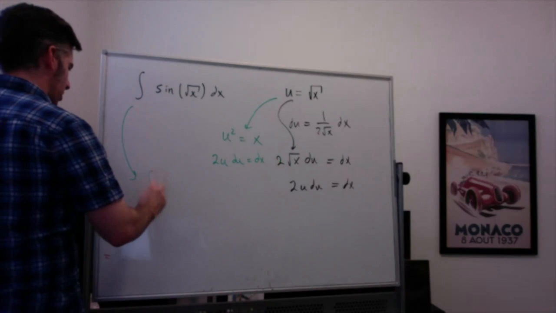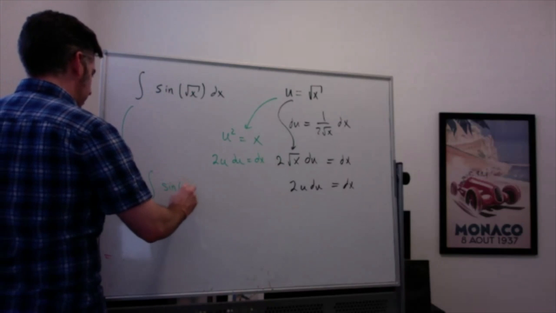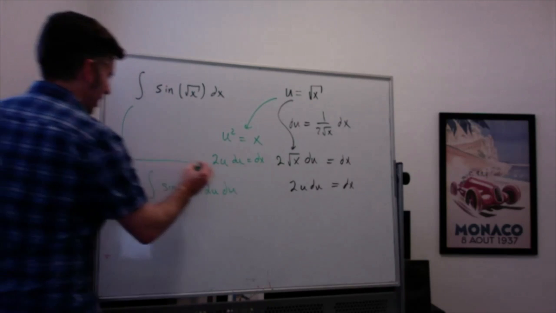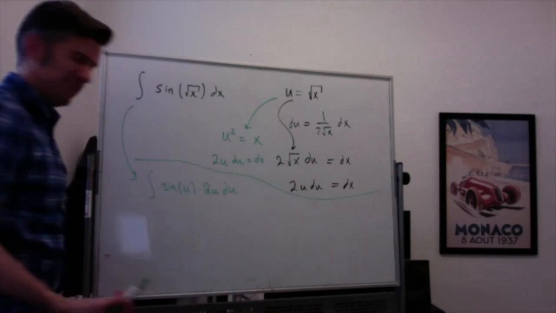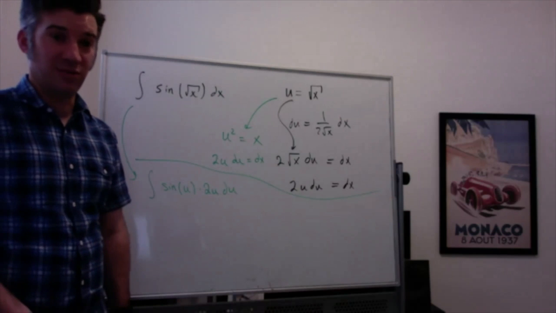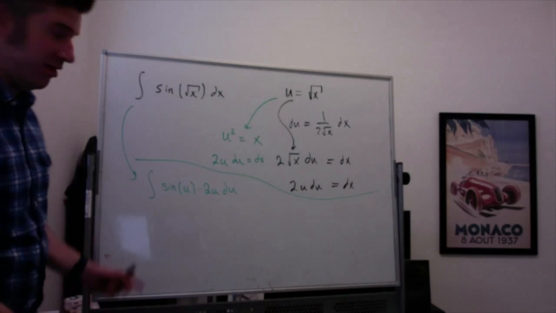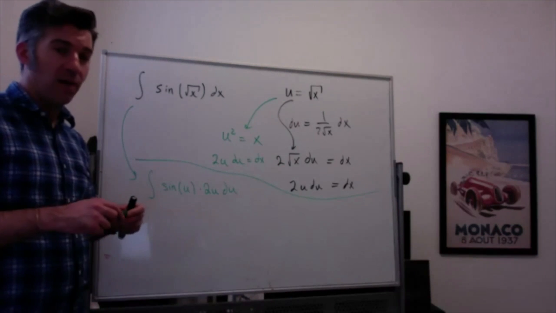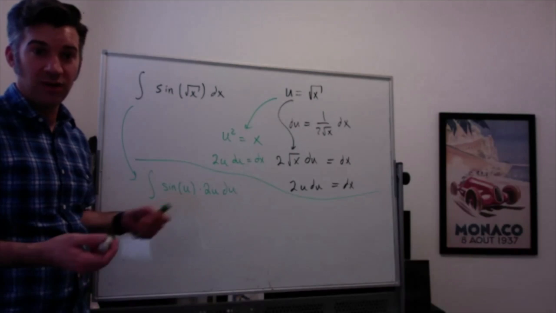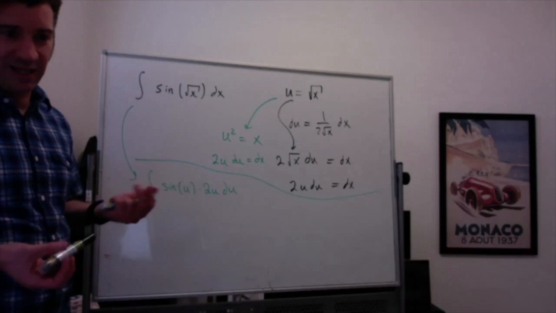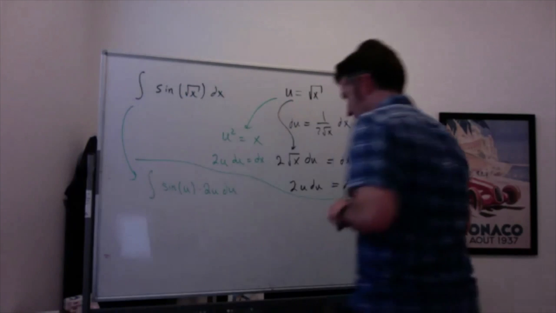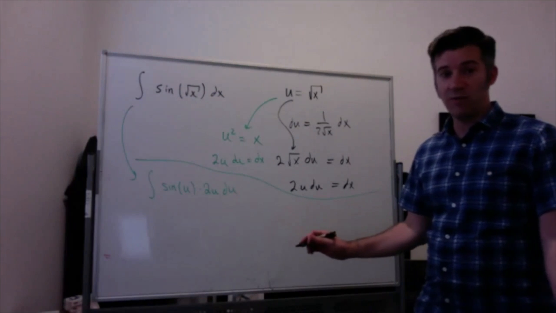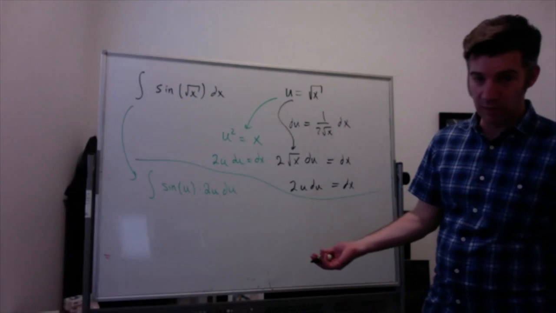So look what we get now. We get the integral of sine of u times 2u du. And now we're in an integration by parts situation, because you've got a trig thing times an algebra thing. And we dumbly already used up our u. So I don't want to use u again because that's going to be confusing. So instead of using u, I typically use w if I don't confuse u. So instead of u and dv, I'm going to use w and dv.